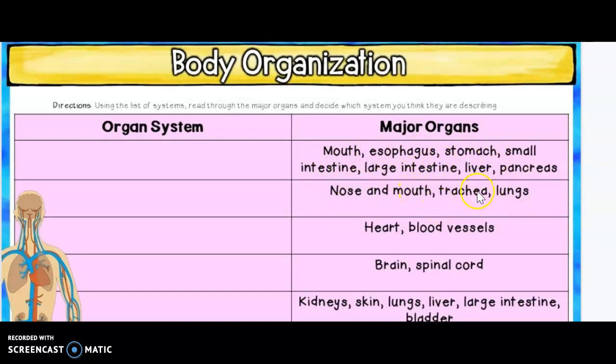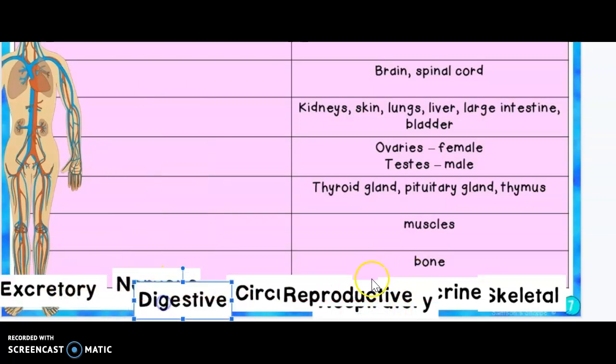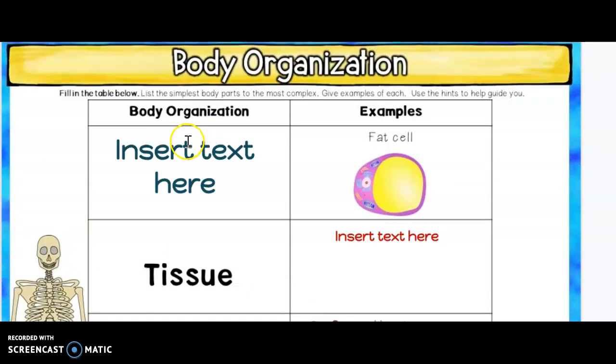Then we have the nose, the mouth, the trachea, and the lungs, the heart, and the blood vessels. So you're going to tell me what organ system they are all in, and you just basically drag and drop them where they belong. And they're all down here. You're then, on the next slide, going to list the simplest body part to the most complex. Give examples using hints.